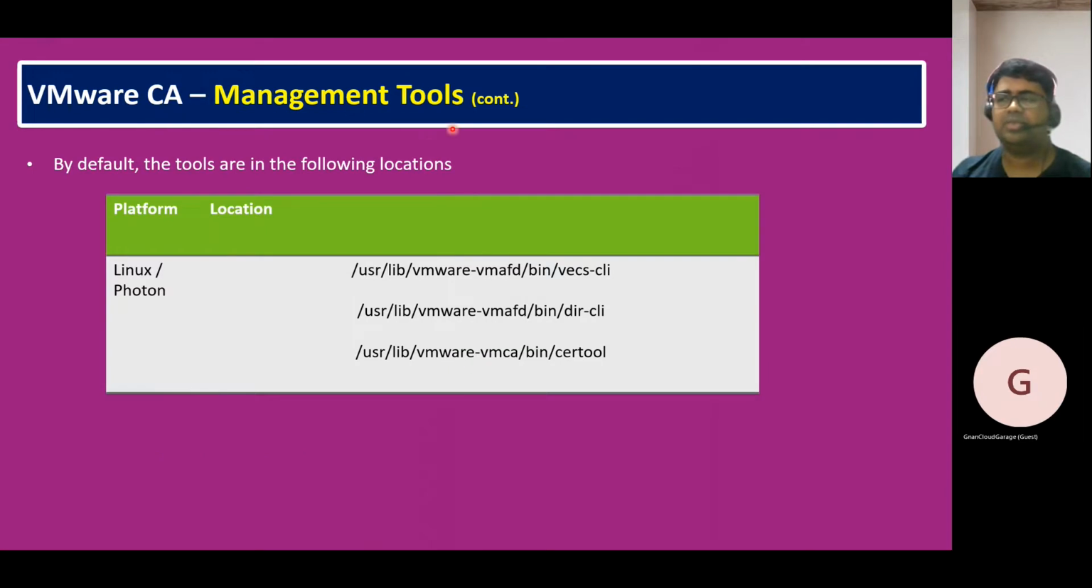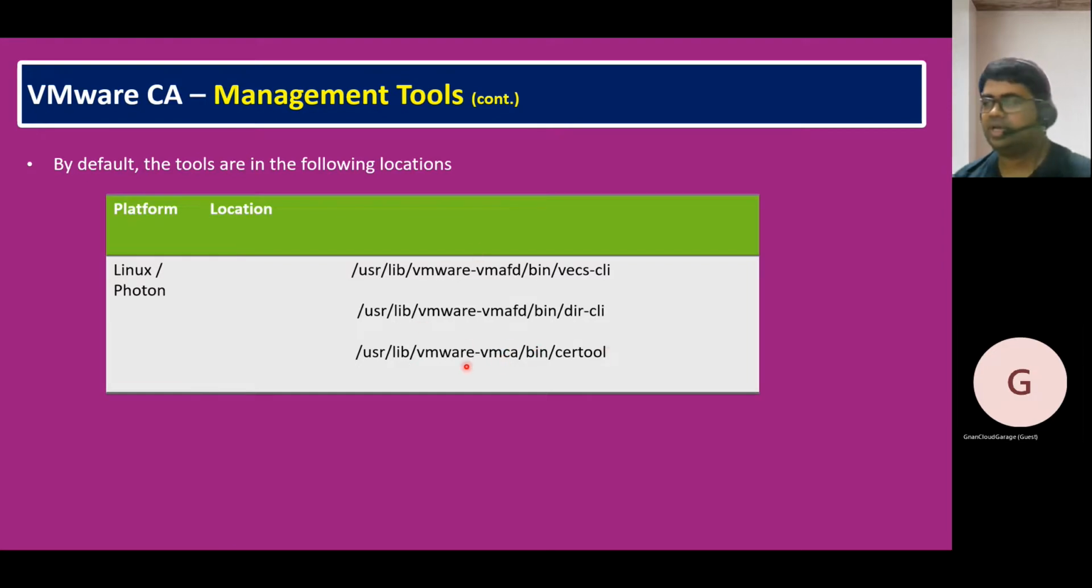The VMware CA management tools are by default located in the following locations. Our vCenter is a Photon-based Linux operating system, and the default location is the usr directory. Under the lib directory, we have a folder for vmware-vmafd, and under this directory we have a subdirectory, bin. Under bin we'll find these two tools, and for certool the path is different: usr lib vmware-vmca bin certool.